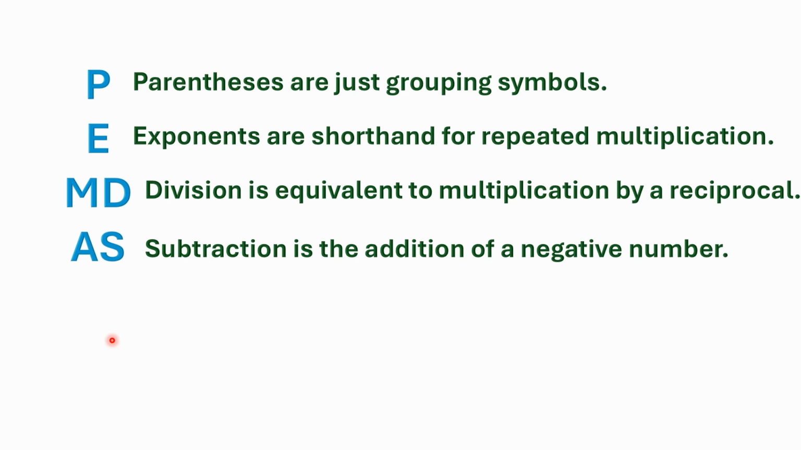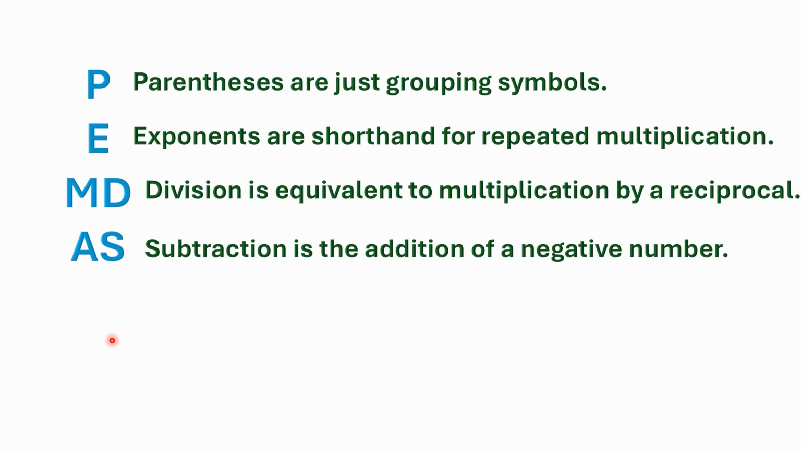Again, your third step is multiplication and division. Multiplication and division have equal precedence, and you would solve those left to right. Just remember that division is equivalent to multiplication by a reciprocal. So they're the same level. Just because the M is before the D does not mean you have to solve multiplication before division. That's not what that represents.